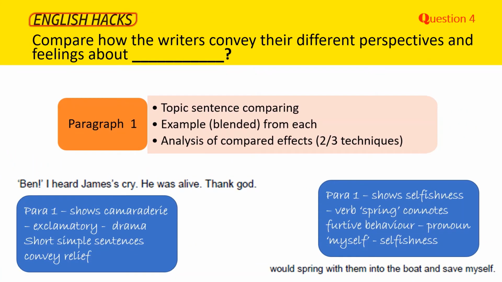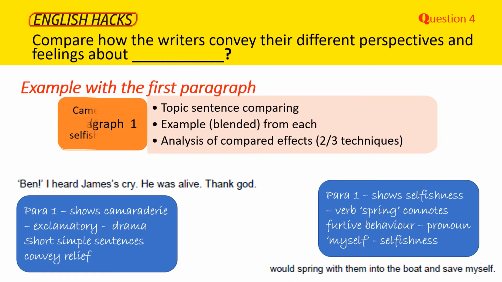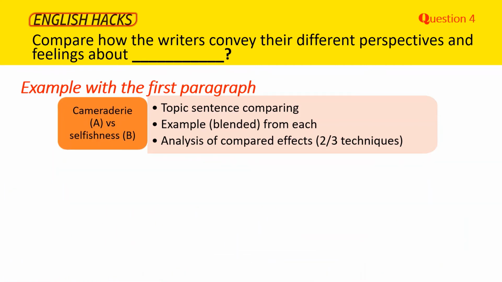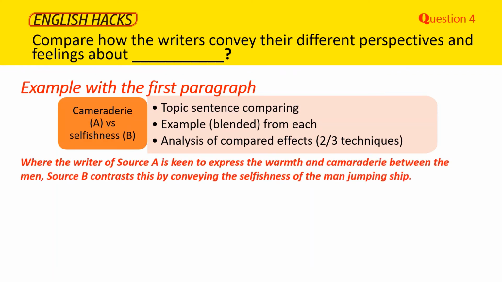So let's go back to our example for paragraph 1. We were looking, if you remember, at the idea of camaraderie in source A versus selfishness in source B. Have a look again at our notes. Let's see how that looks in writing. First, our topic sentence comparing that point with the 2 sources. Where the writer of source A is keen to express the warmth and camaraderie between men, source B contrasts this by conveying the selfishness of the man jumping ship.